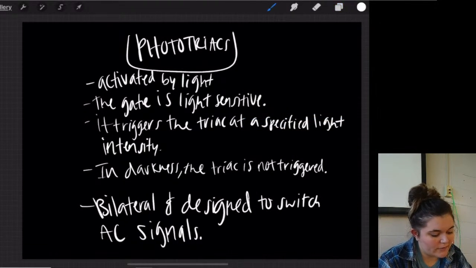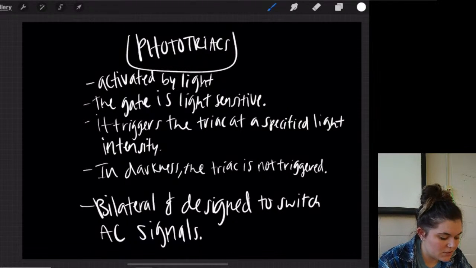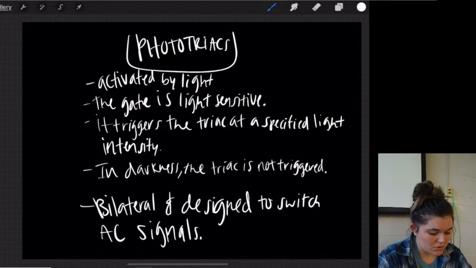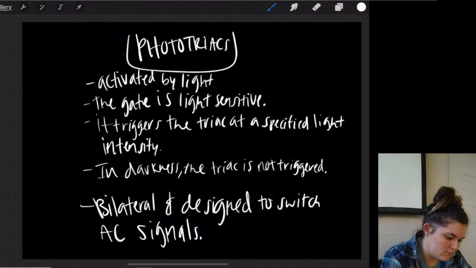Phototriacs are activated by light. The gate is light sensitive. It triggers the triac at a specified light intensity. In darkness, the triac is not triggered. It is bilateral and designed to switch AC signals.